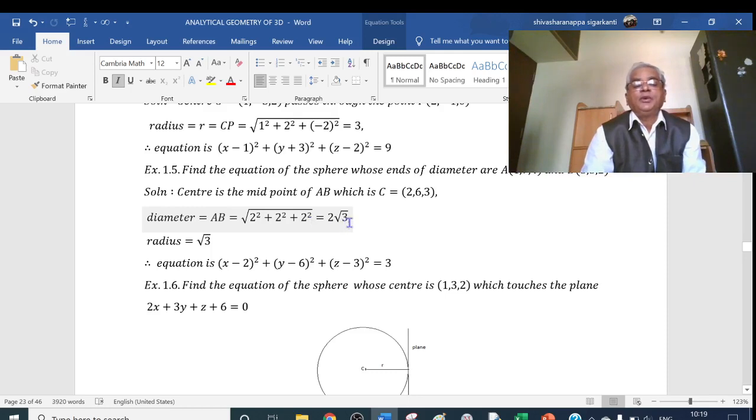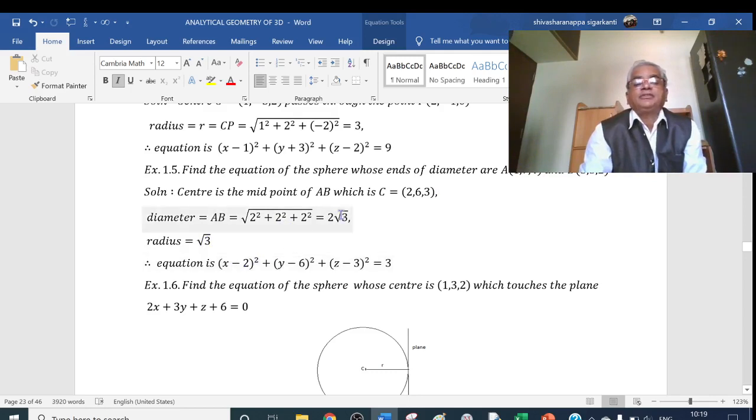12 can be written as 4 into 3. If I write the 4 outside the root, it becomes 2, so 2 into root 3. So the diameter is 2 root 3. Then what is the radius? Half of this diameter. So the radius is equal to root 3. So we have the center C and we have the radius R. We can write the equation of the sphere now.